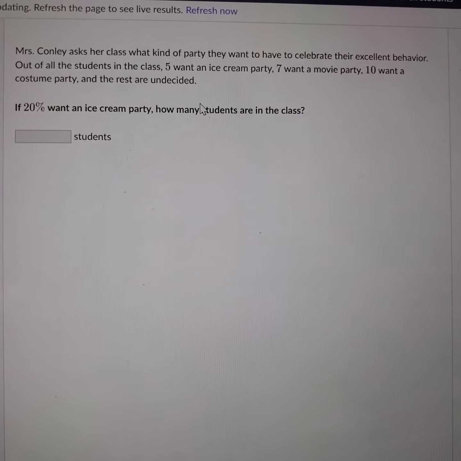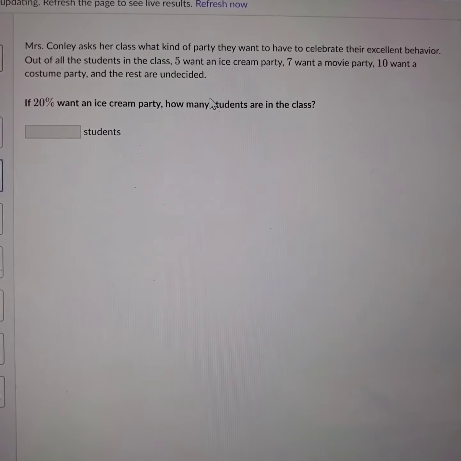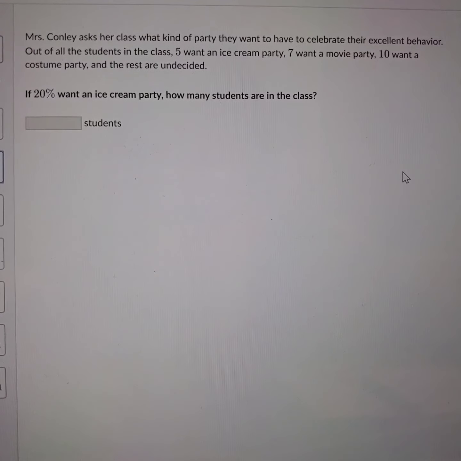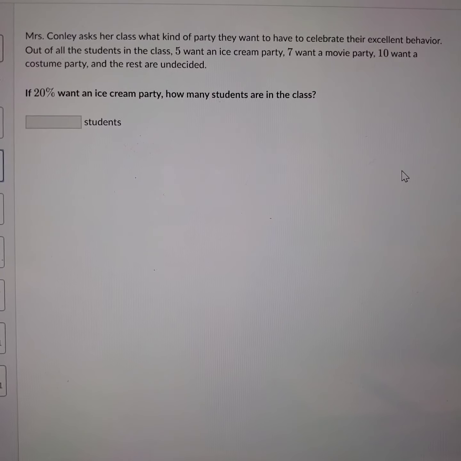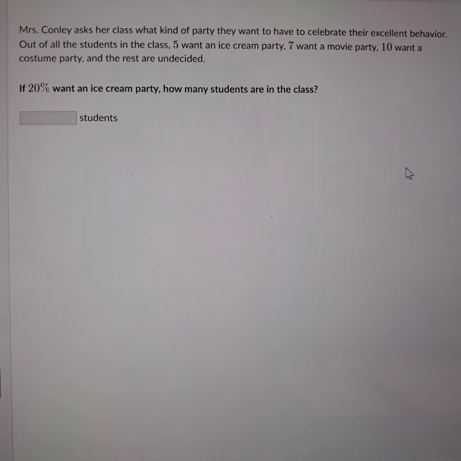So here's the second problem I'm going to go over out of your Khan Academy problem set this week. And I'm going to use this problem to show you how to use a table to solve this percentage problem.